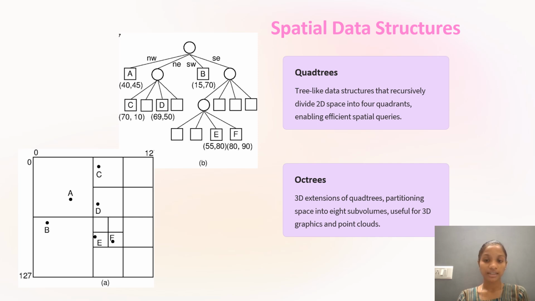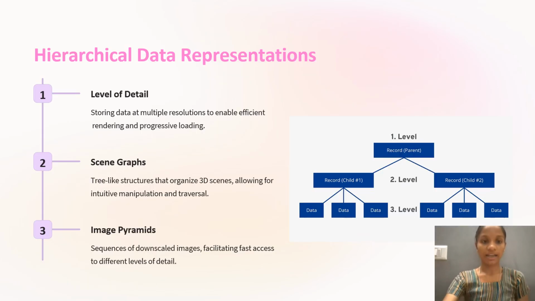Quadtrees are tree-like data structures that recursively divide 2D space into 4 quadrants, enabling effective spatial queries. And octrees are a 3D extension of quadtrees, partitioning space into 8 sub-volumes, useful for 3D graphics. And point cloud. Now let us discuss the hierarchical data representation. At first is level of detail, the second is scene graphs, and the third is image pyramids. Level of detail stores the data in multiple resolutions to enable efficient rendering and progressive loading.